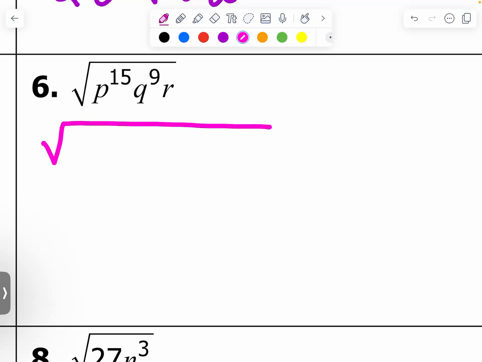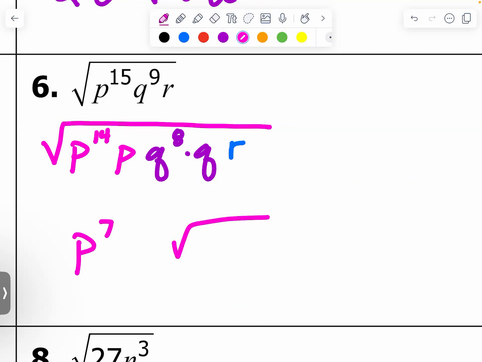P to the 15th. Hey, we're not packing up. We still have a minute and a half. P to the 15th is like P to the 14th times P. Q to the 9th is like Q to the 8th times Q. And then we have R. So we get P to the 7th outside, P stays underneath. Q to the 4th outside, Q underneath, and R stays underneath.